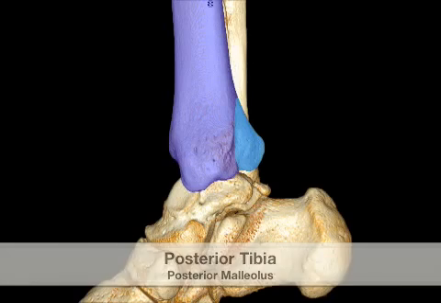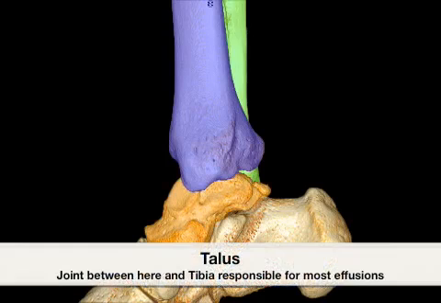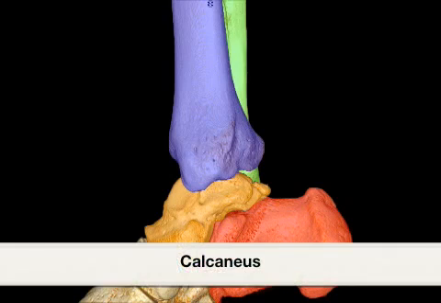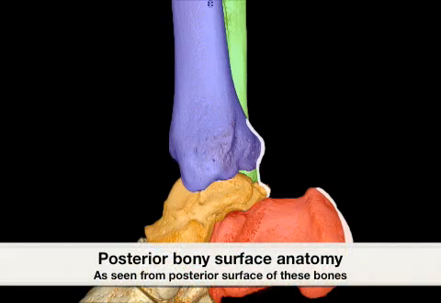Also laterally, in green, we have highlighted the fibula, which is typically not associated with the Achilles tendon examination. Also highlighted here in orange is the talus bone, which is also the site for evaluating most posterior joint effusion. The last bone highlighted in red is the calcaneus, which will serve as our anchor point for the Achilles tendon. This white rim represents the viewable surface anatomy by ultrasound.